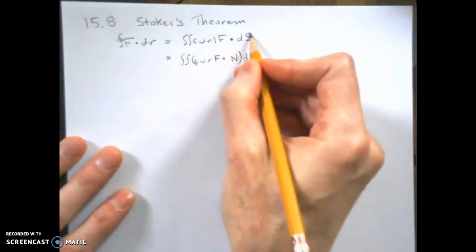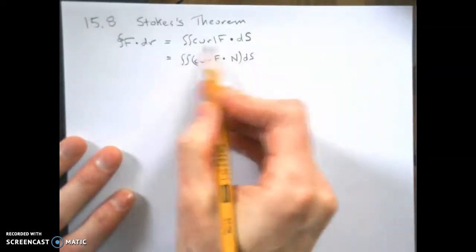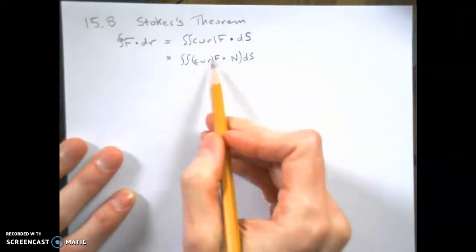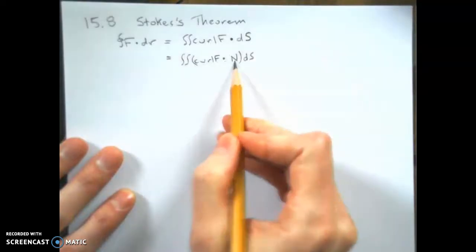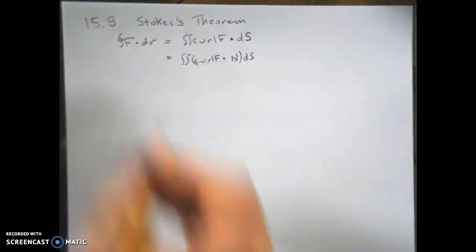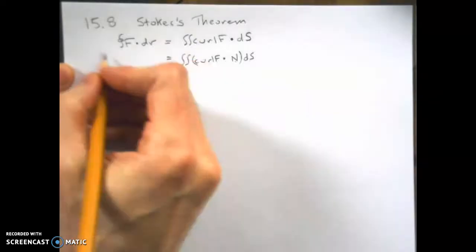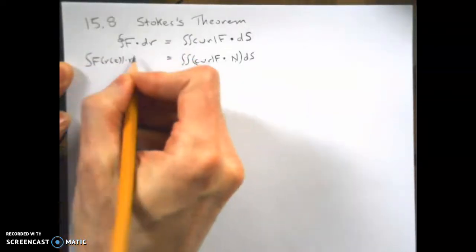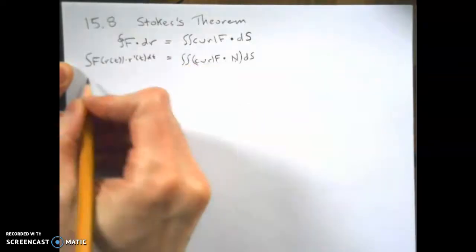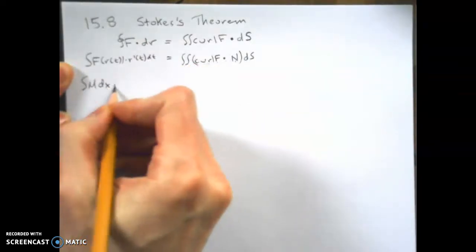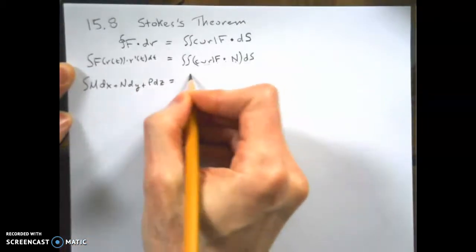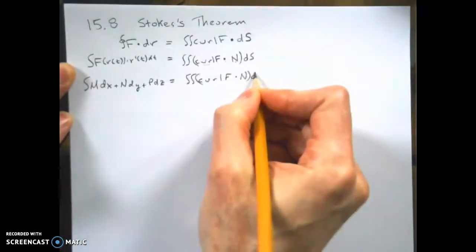When you see this in your book, this is going to be a bold dS because you're finding the flux of this thing through the surface, which really means, oops, forgot the curl. You're taking the component of the curl that's in the direction of the normal and evaluating that over your surface. Another way to calculate the left side, remember how we calculate this, this is really F of r of t dotted with r prime of t dt, or another way to see that is M dx plus N dy plus P dz, and that's equal to this double integral of the curl of F dotted with your normal over your surface.